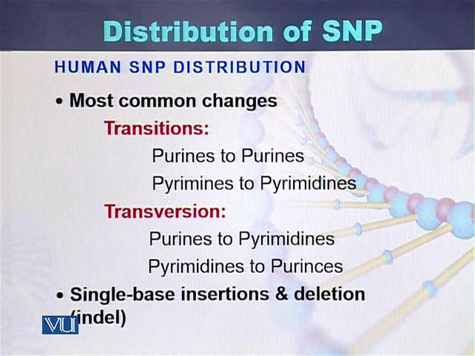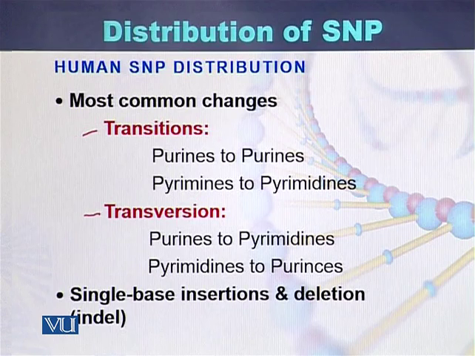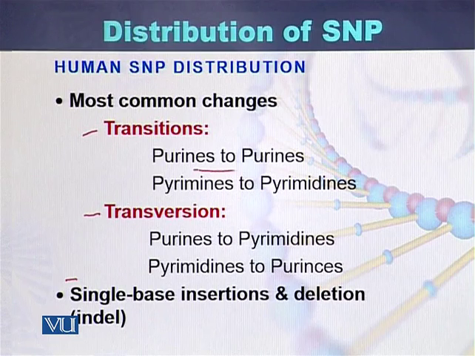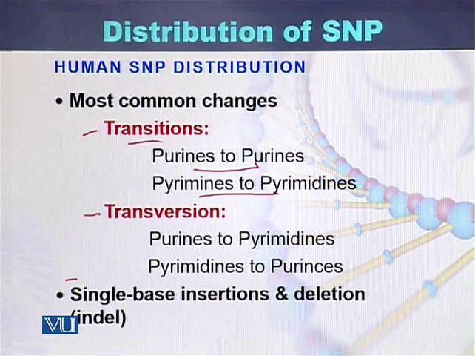Human SNP distribution: the most common changes are in the form of transitions or in the form of transversions. The second type is single nucleotide insertions and deletions. Transitions are those changes where a purine is converted to a purine, and a pyrimidine is converted to a pyrimidine. Such a change of the base is called a transition.